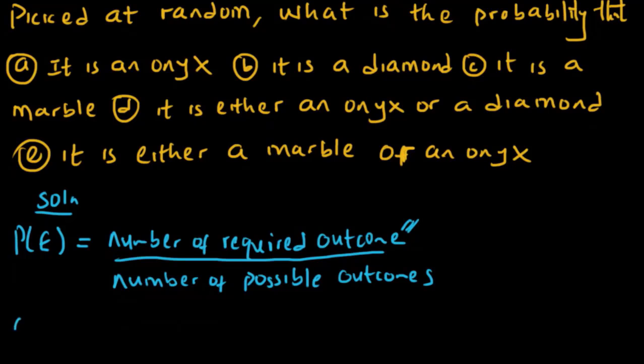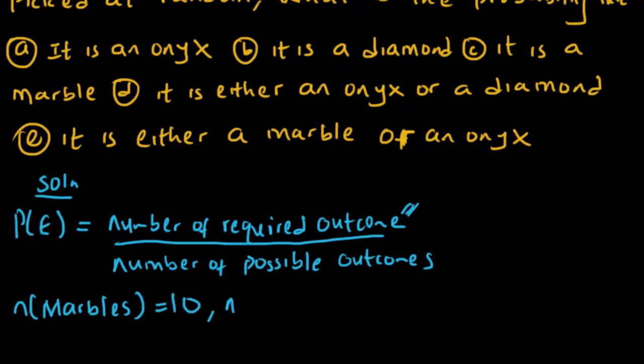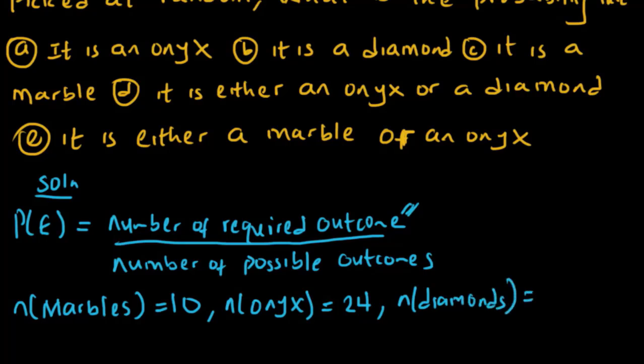So we have number of marbles equals 10, number of onyx equals 24, number of diamonds equals 12, and then we have the total equals 10 plus 24, 34 plus 12 will give us 46. Do you understand? So let's answer question A.